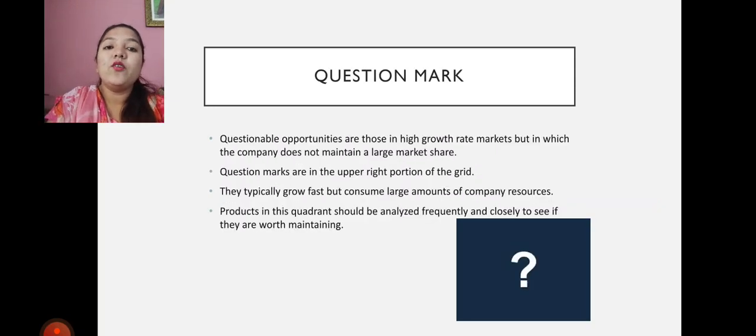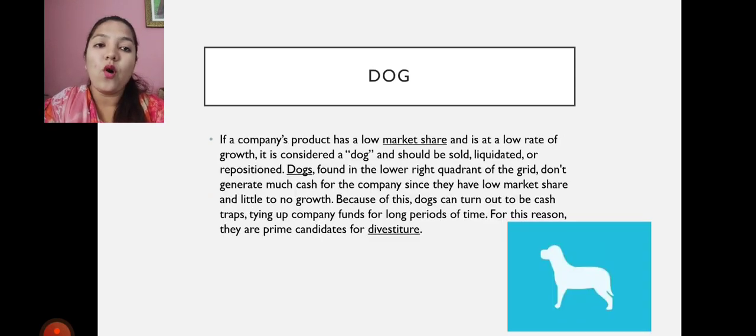Question mark is the introduction stage of the product. The market growth rate is very high, but the market share is low. Depending upon the investment, what is to be invested and how the product is to be developed in future, a large amount of company resources is taken into consideration. So there are two possibilities for the question mark: it can convert into a star, or otherwise we can diversify or liquidate, as it can convert into a dog.